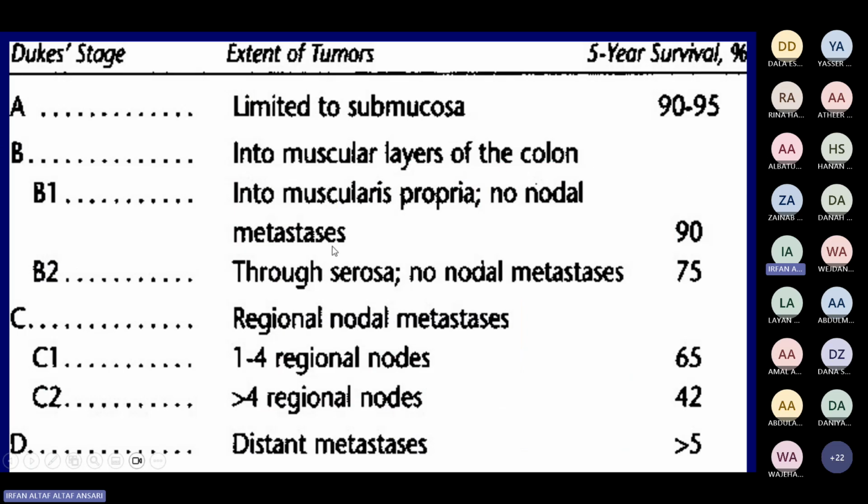So why do you do this staging? Because you can expect the prognosis and survival. If your patient is limited to the submucosa and mucosa, your patient survival is 90 to 95%. B1, 90. B2, 75. C1, 1 to 4 nodes, more than 4, 65, 42. And D, even if the tumor is seen only in the mucosa, but you see distant metastasis in the liver, the prognosis drastically reduces from 90 to 5%.